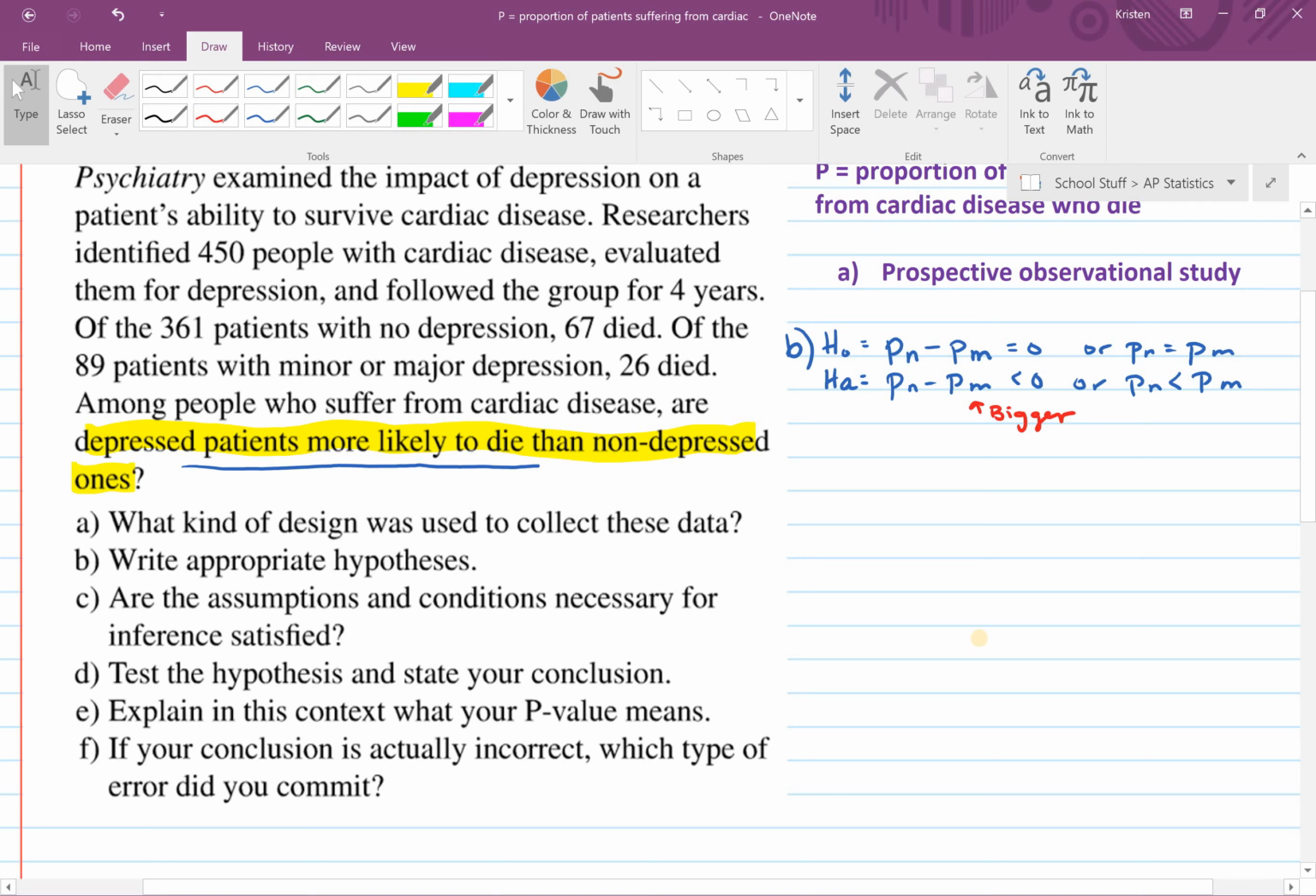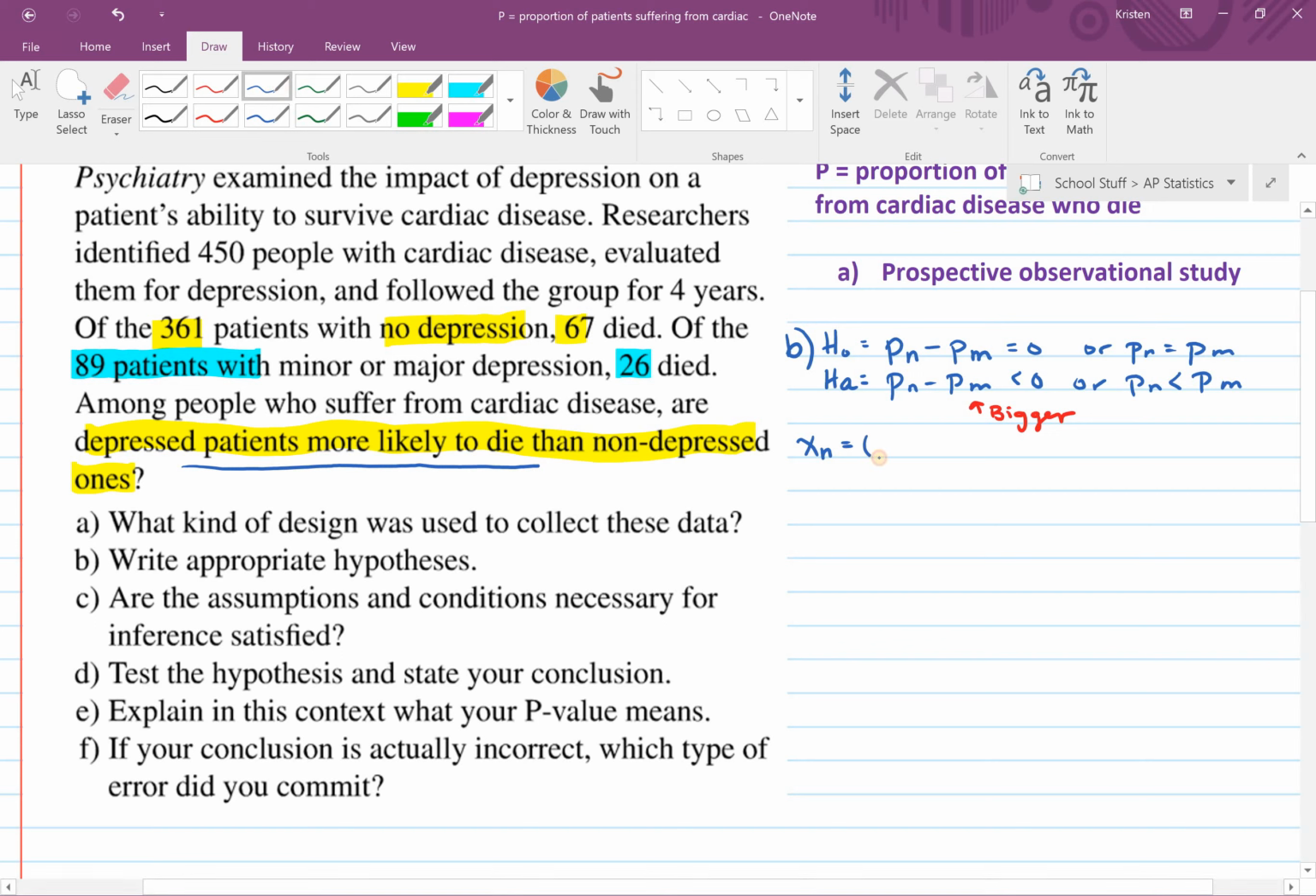Now, before I get going, I'm actually going to stop here and I'm going to record what all of my observations are. So of the patients with no depression, 67 out of 361 perished. Of the patients with depression, 89 of them, 26 died.